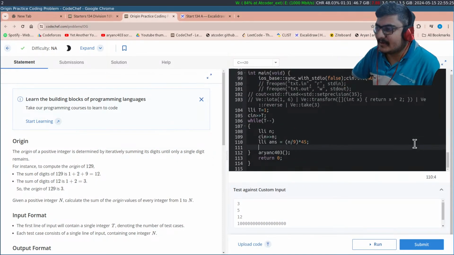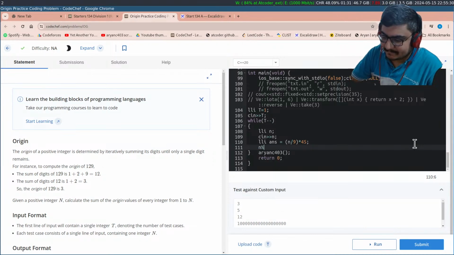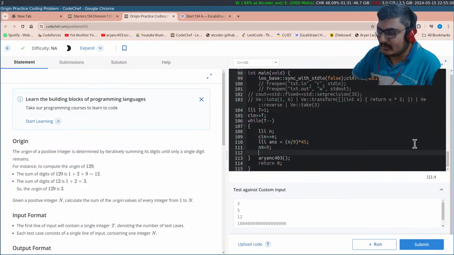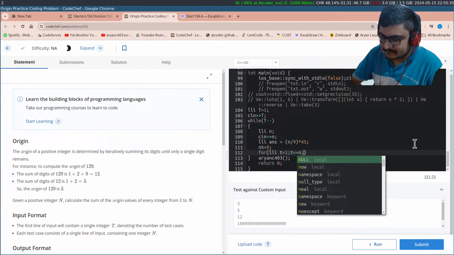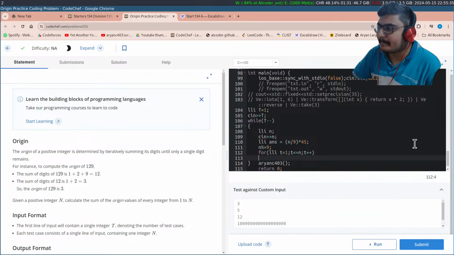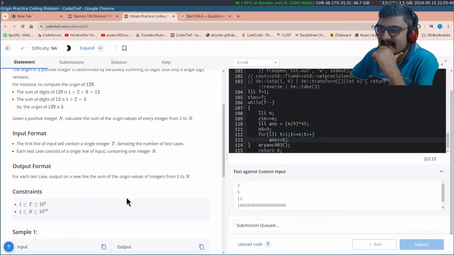So we count the number of full buckets, and now for all the remaining numbers, t equal to 1, t less than equal to n, t plus plus. And essentially this is the solution for this problem. Any questions on this one?